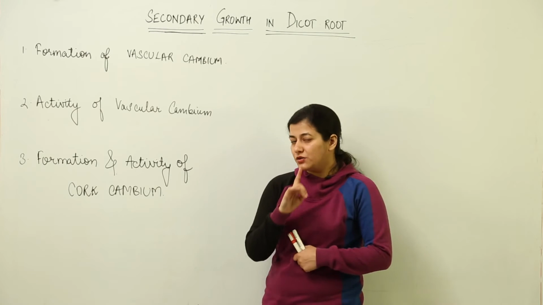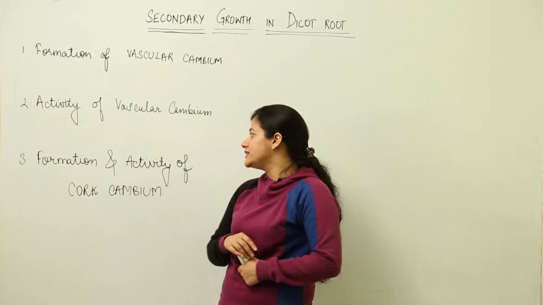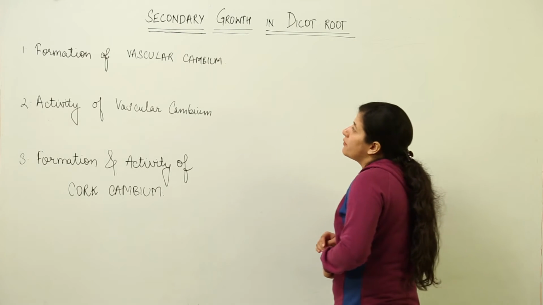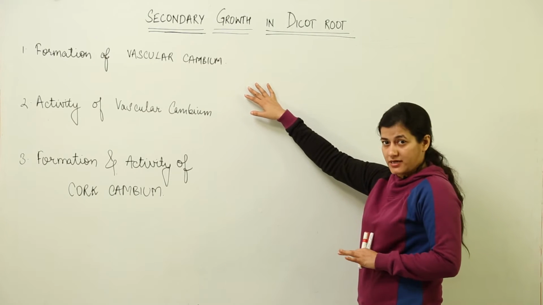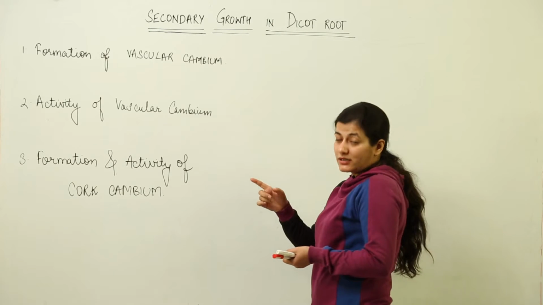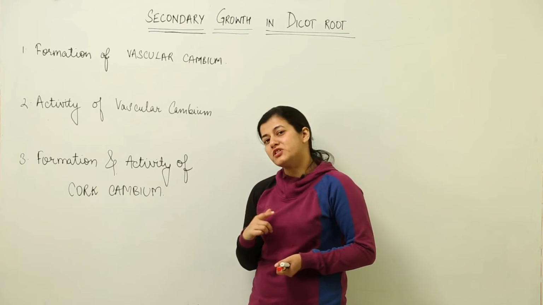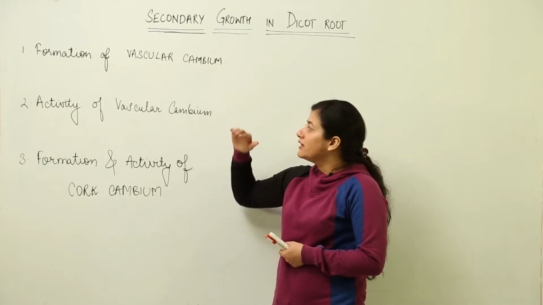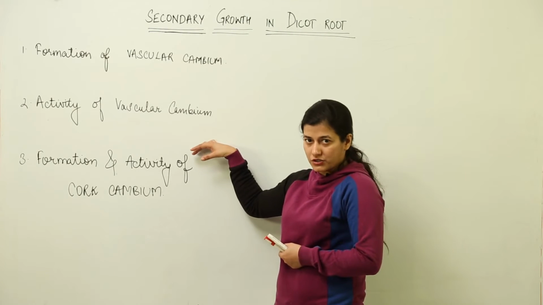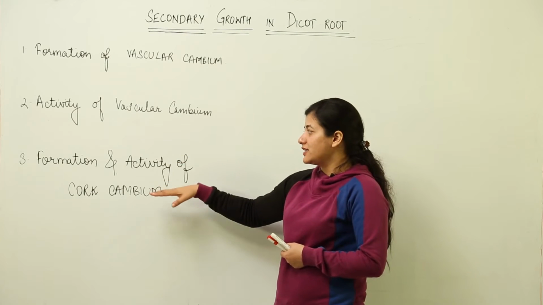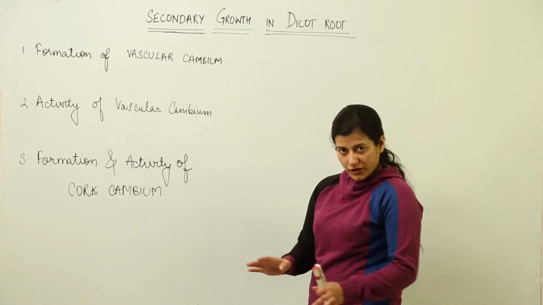One thing is there that no annual rings are formed, and secondly, we have to remember one thing, that the formation of vascular cambium is taking place as the first step, unlike the formation of cambial ring, which was the first step in dicot stem. Then the vascular cambium shows the activity, which is the formation of secondary tissue from itself, and lastly there is formation and activity of the cork cambium.